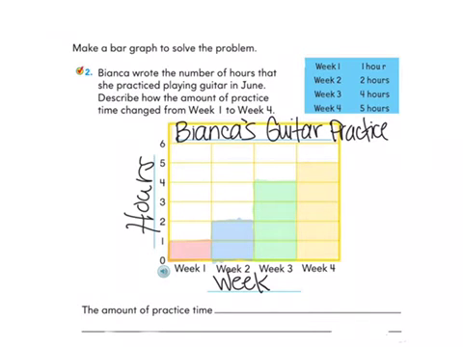So my answer down here, where it says the amount of practice time, I'm going to finish my sentence and say, the amount of practice time increased each week. That's the data we can gather from her graph here.